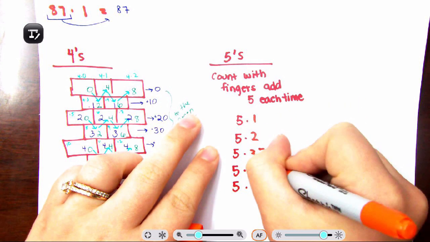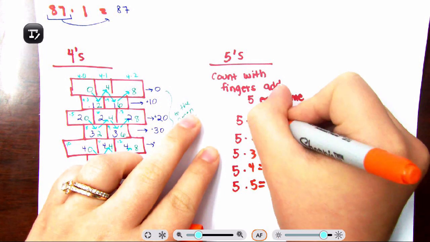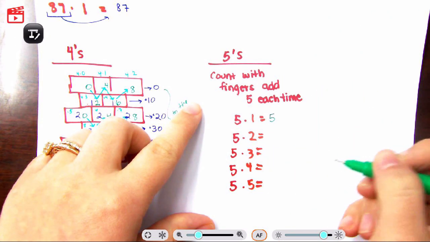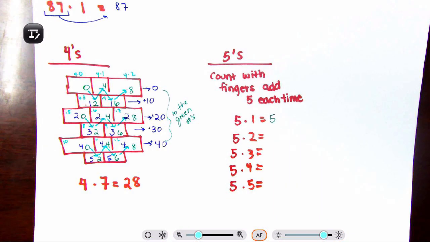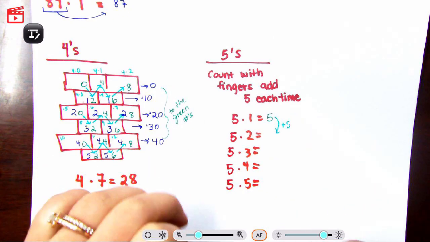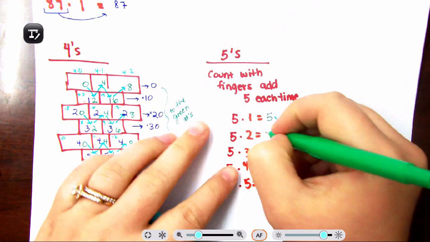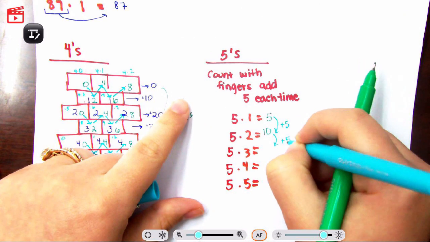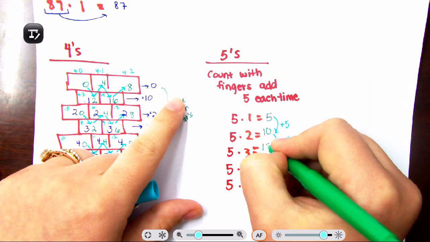Oops, that should be equal signs. I don't know why I did that. Okay, 5 times 1 is 5. 5 times 2 is, I don't know. I'm going to add 5 to my previous answer. So 5 plus 5 is 10. 5 more, 10 plus 5 is 15.